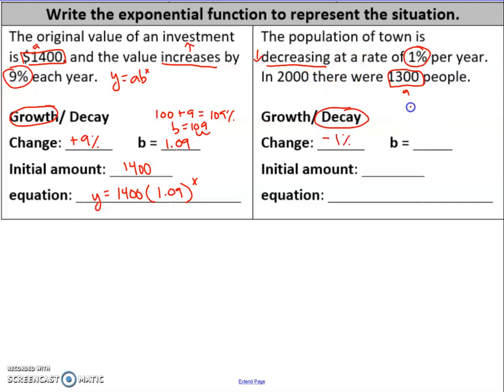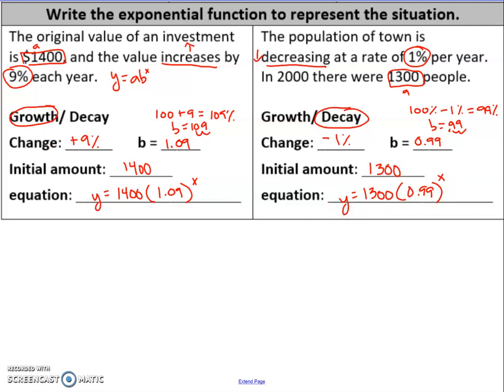Okay, so to get the B value, I'm dealing with percents, so I have to subtract. All right, so I'm at 99%, right? To get B, I drop the percent, move my decimal. So B is actually 0.99. My initial amount was 1,300 people. So my equation, y equals the initial, 1,300, times the growth factor, 0.99, to the x power.